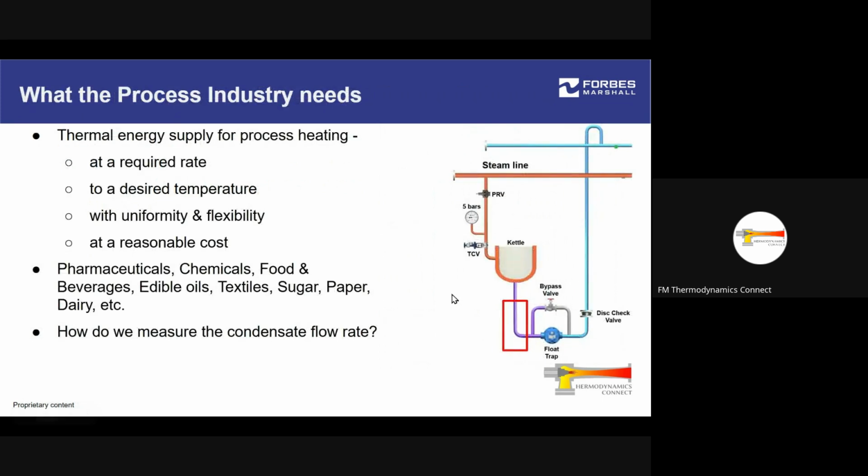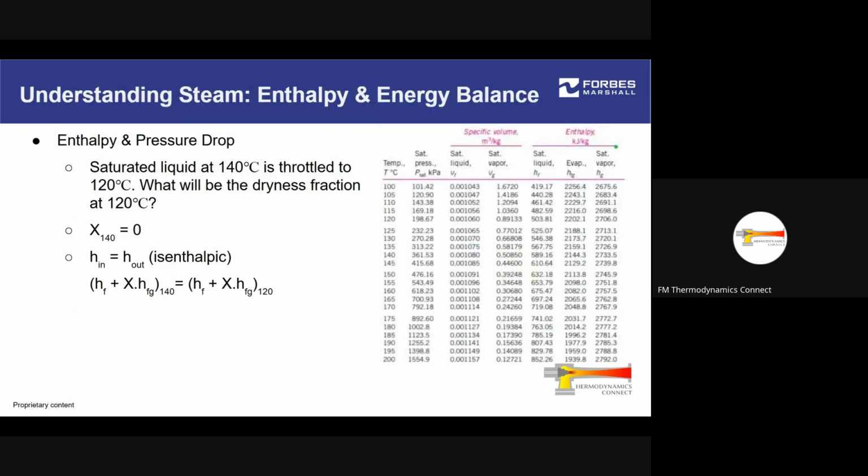So the enthalpy at this point and the enthalpy at this point is the same, but their pressures are different. Corresponding to pressure, their temperatures are different. And corresponding to those pressure and temperature conditions, the enthalpy associated with different phases is also different. So if we have to plot a particular equation in this case, that governing equation is this. You have the inlet enthalpy at 140 degrees Celsius and the outlet enthalpy at 120 degrees Celsius. These two quantities will become equal.